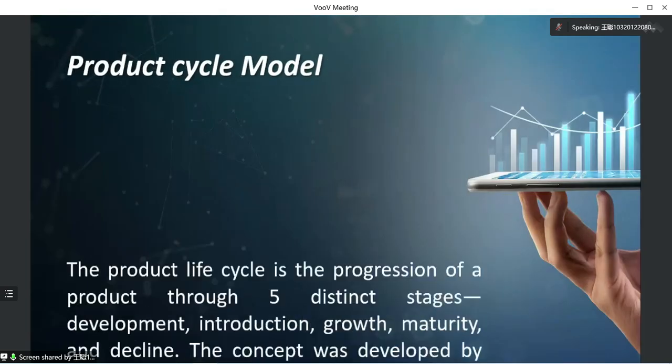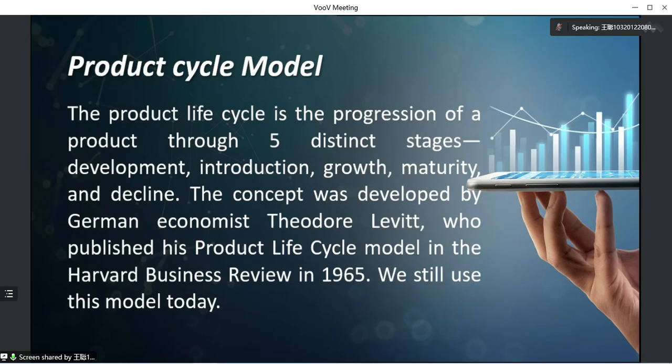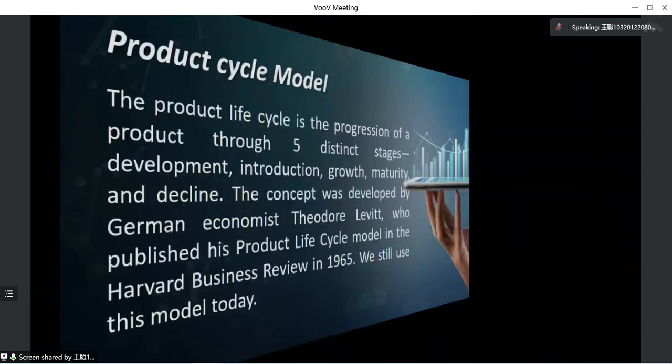Secondly, the product cycle model. The product life cycle is the progress of a product through five distinct stages: development, introduction, growth, maturity, and decline. The concept was developed by German economist Theodore Levitt, who published his product life cycle model in the Harvard Business Review in 1965. We still use this model today.